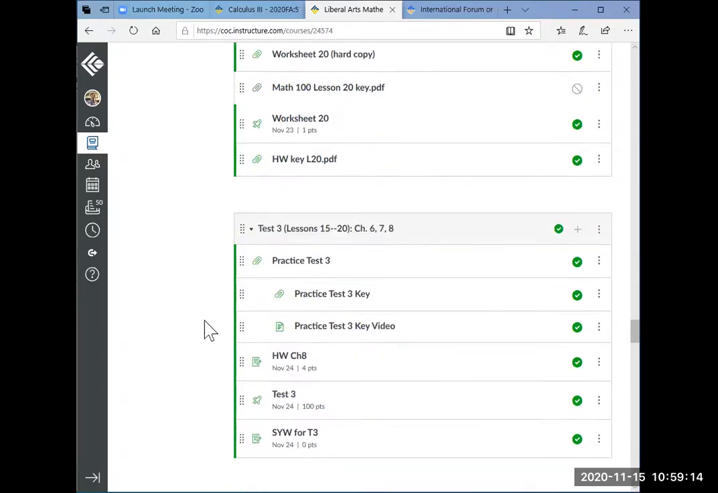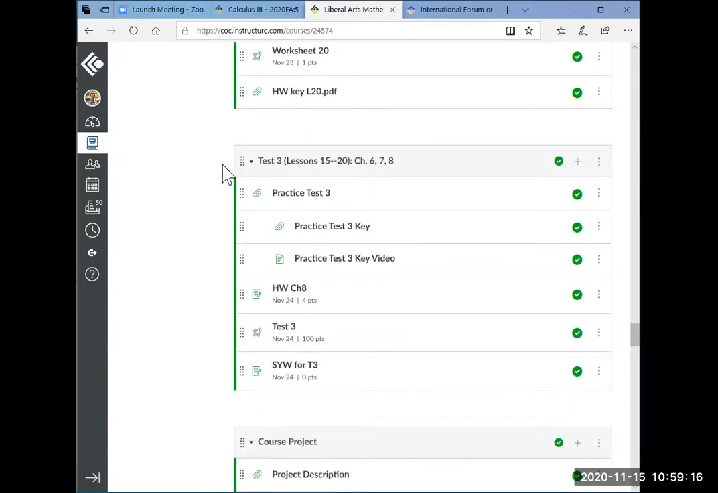And then in the second half of this coming week, I want you to start getting ready for test number 3. When is test number 3? That is on November 24th. You'll see it right here. That's the Tuesday, not this coming Tuesday, but next Tuesday, the Tuesday two days before Thanksgiving. That's when your test will take place.